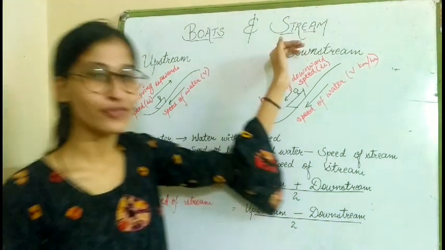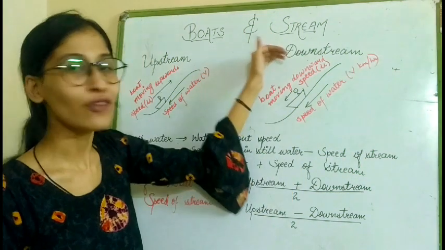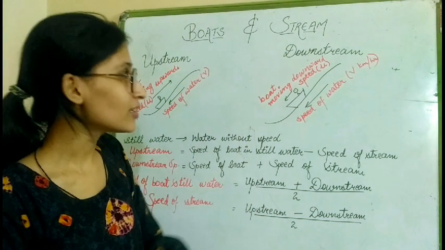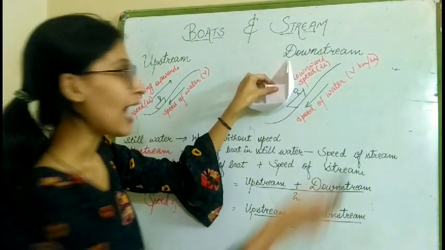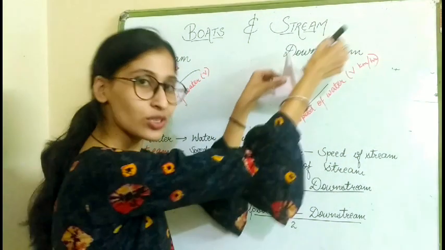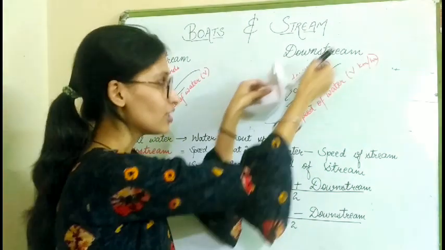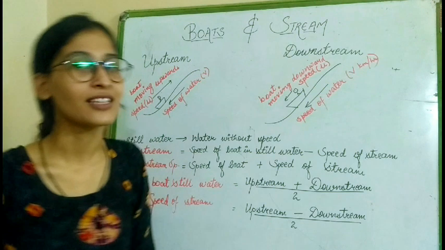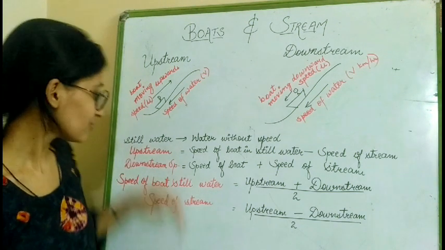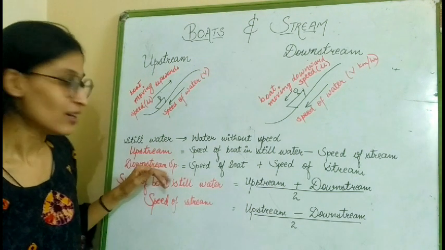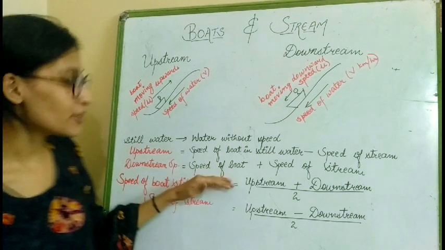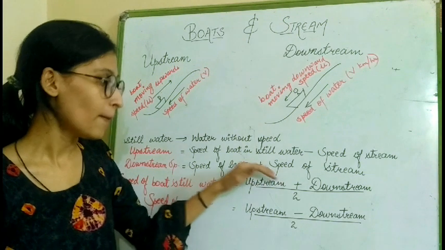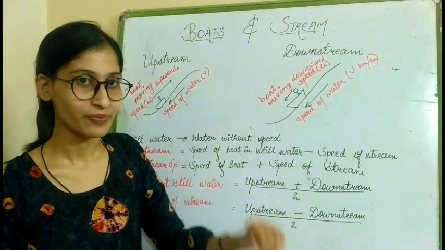Second case is of downstream. In the case of downstream, the boat is coming downwards and the flow of water is also in the downward direction. So overall, the flow of water is going to increase the speed of the boat. In the case of downstream, we write the formula as speed of boat in still water plus speed of stream.